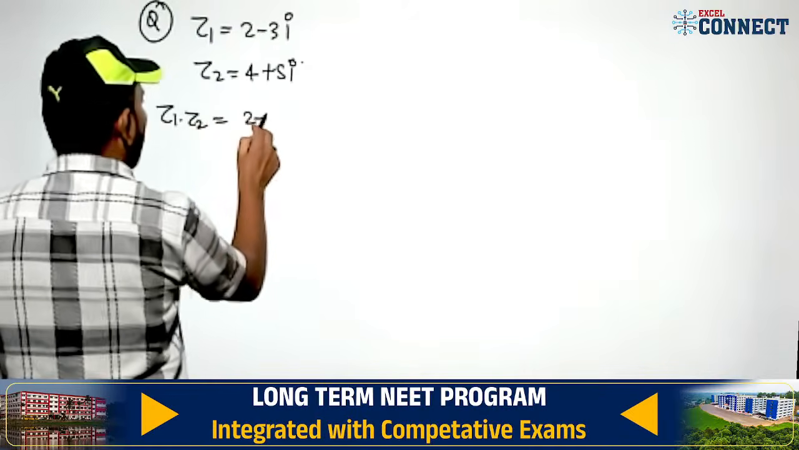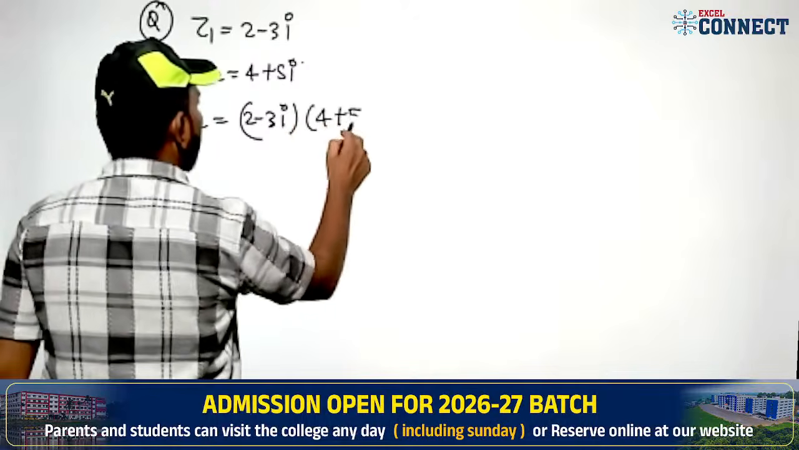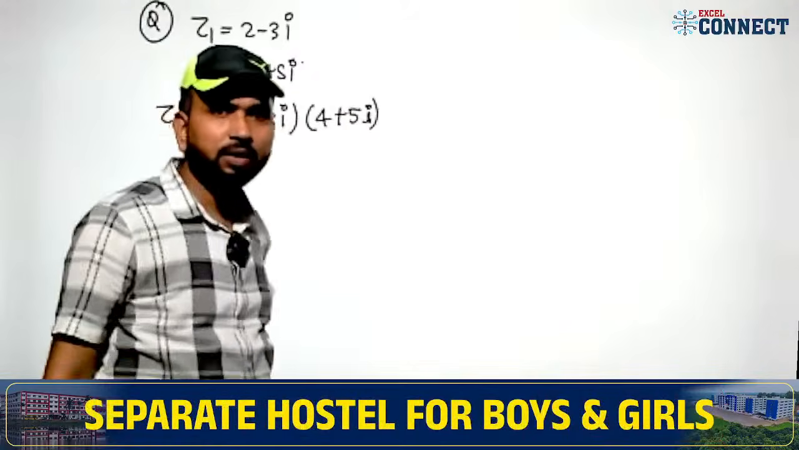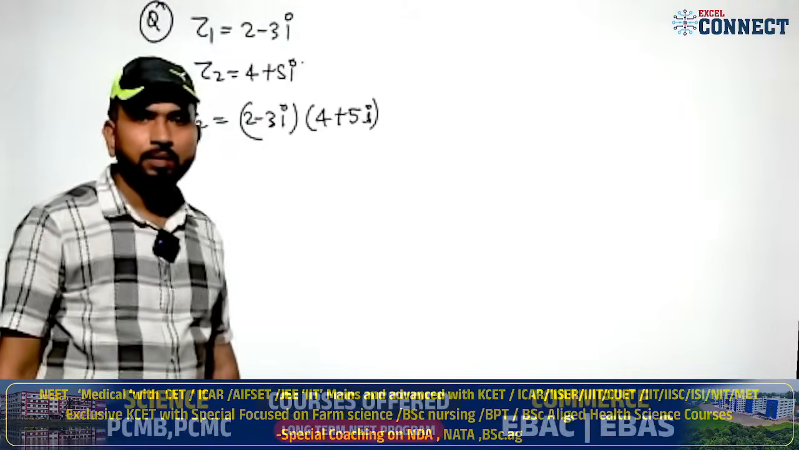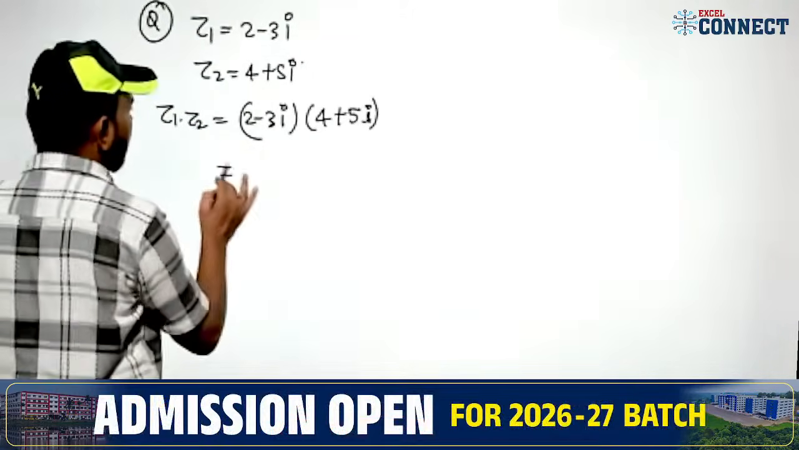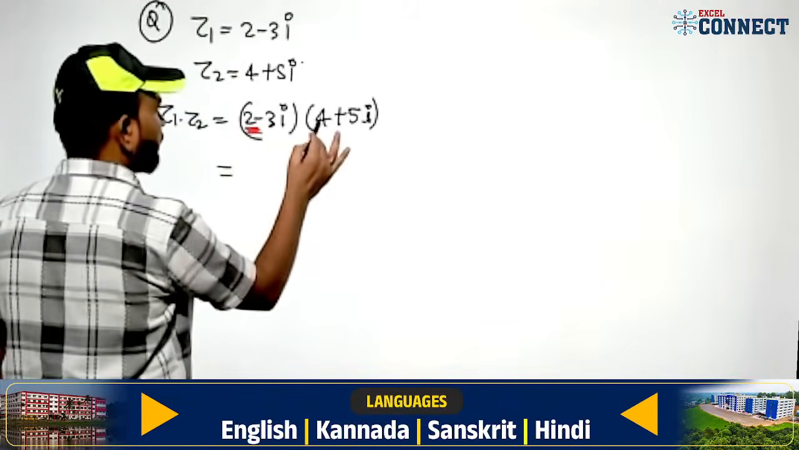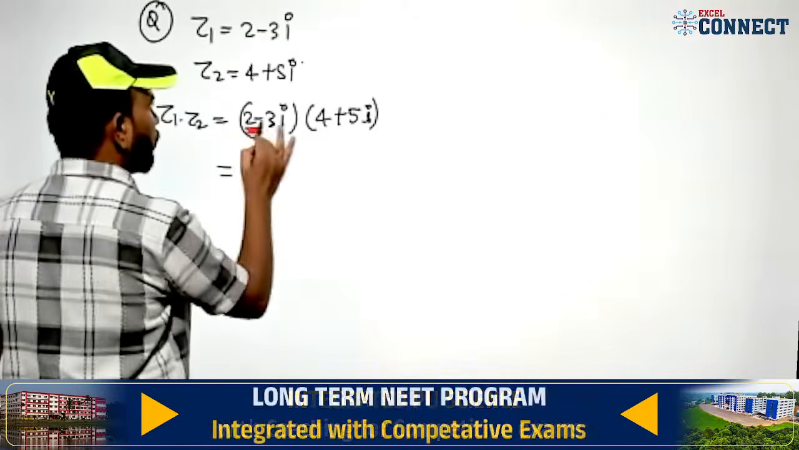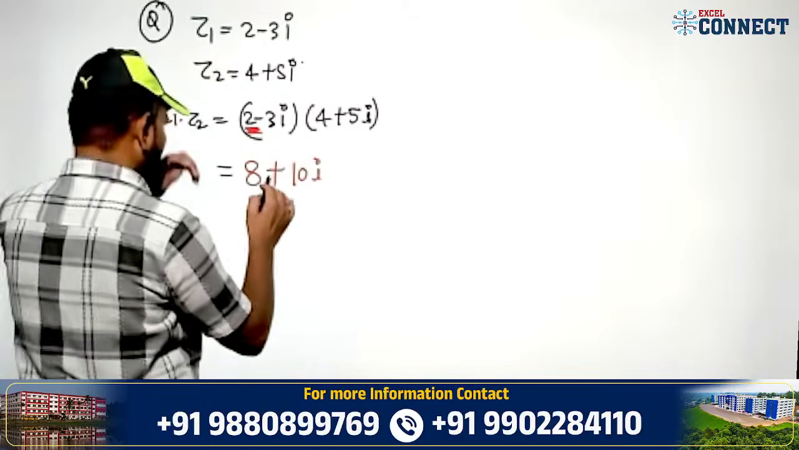Multiply just 2 minus 3 iota into 4 plus 5 iota. Just multiply this complex number. So actually multiplication: first you capture this 2. 2 will multiply with 4. So 2 into 4 is what? 8. Now 2 into this is what? 10i. Simple. Now multiply this.